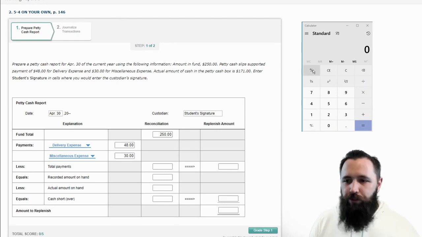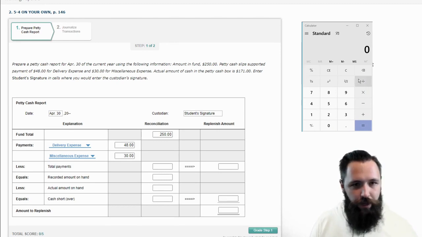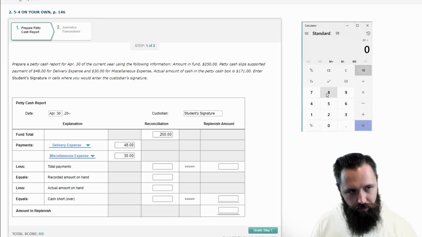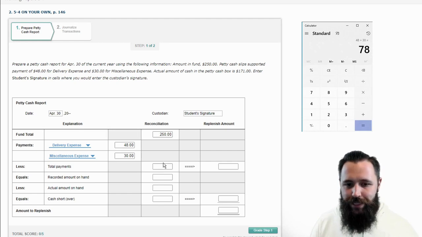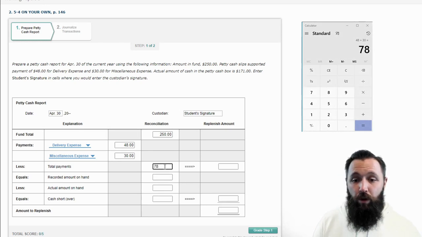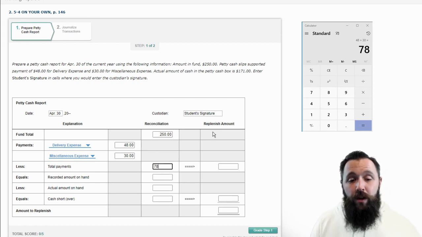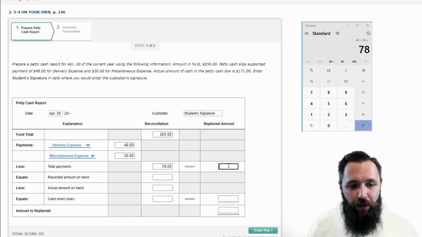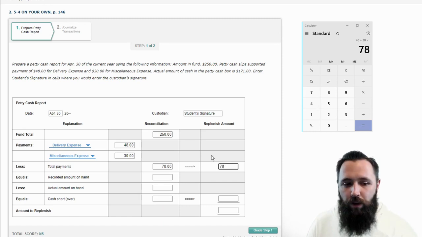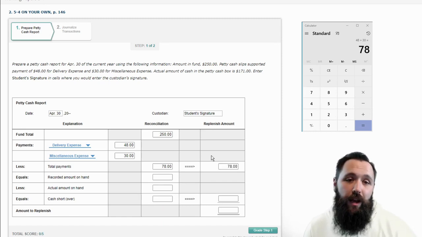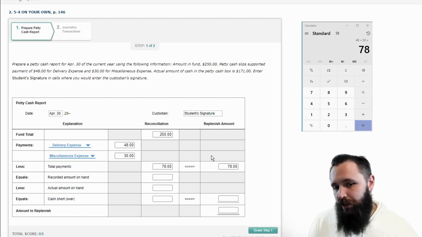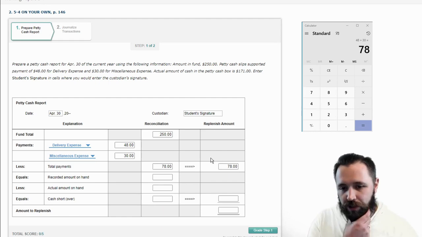Alright. So if we look at this, let's just go 48 plus 30, and we had 78, okay? So 78 would be the total amount of payments that we had, because we had delivery expense and miscellaneous expense. So what's the replenishment amount that we have here? Well, we just carry that over, and essentially we're supposed to have $78 to replenish this back to $250.